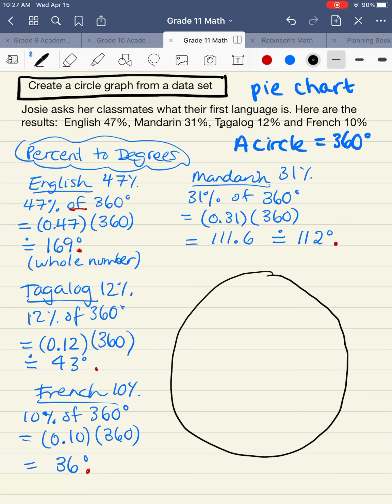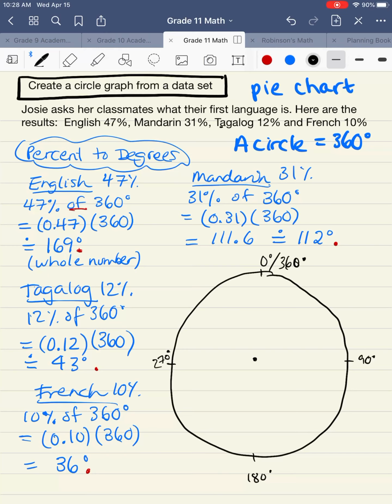Okay, so here's our pie chart or our circle graph, and I'm going to do my best to estimate here. So we're going to start up here. Here is 0 degrees. And that means that this would be 90 degrees here, 180 degrees here, 270 degrees right there at the 9 o'clock position. And then back up at the top, we go all the way around. That is the same as 360 degrees.